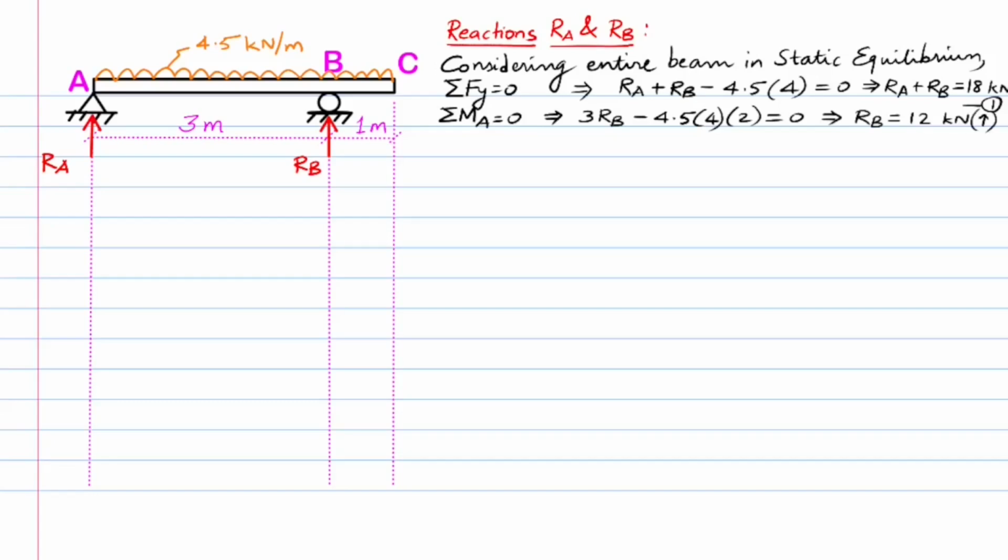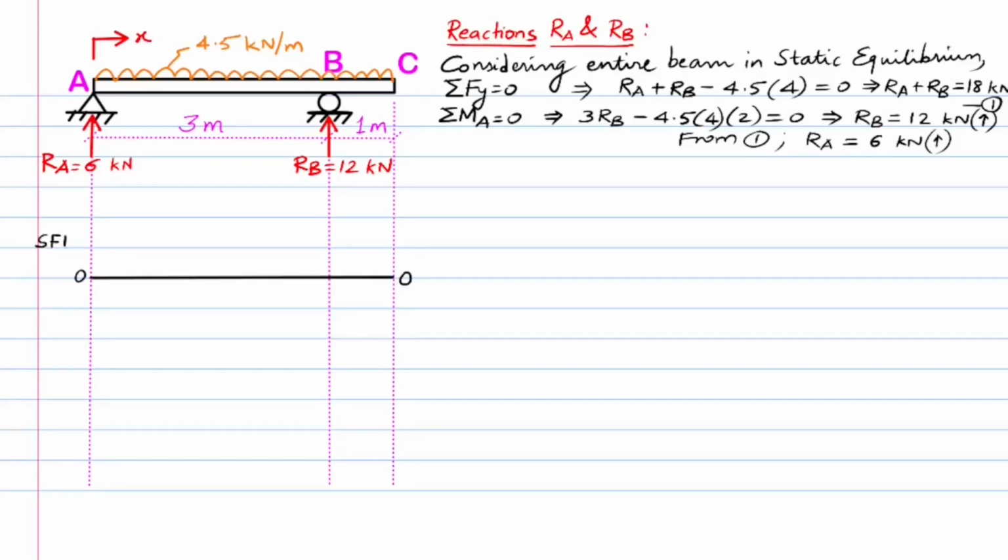Using equation 1, RA is found as plus 6 kilonewtons. We hence retain the upward direction of the assumed initial direction of RA since the sign obtained is positive. We mark the values of the reactions on the schematic diagram for reference. Before applying the method of sections, we mark an arrow pointing towards the right at end A, which is taken as the reference end from where the distance x of the imaginary cross-section is measured. We now draw the zero datum lines for shear force and bending moment diagrams.